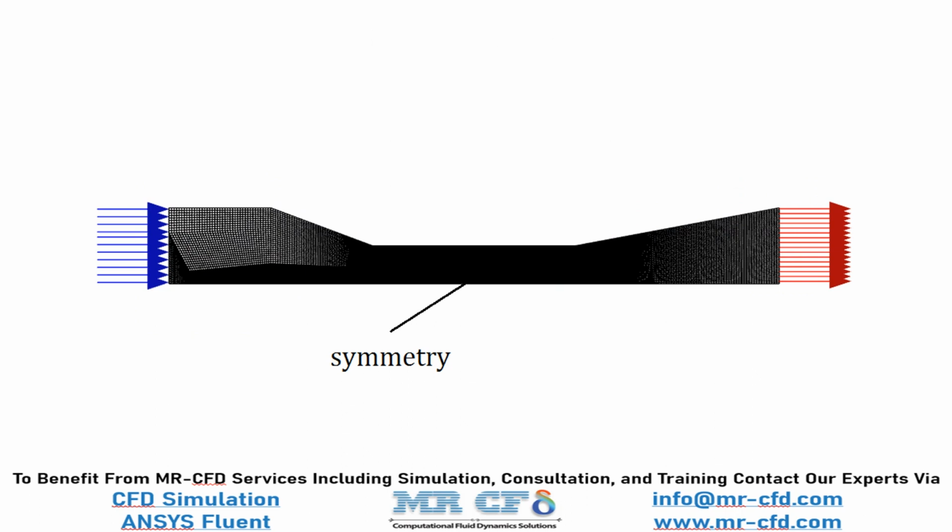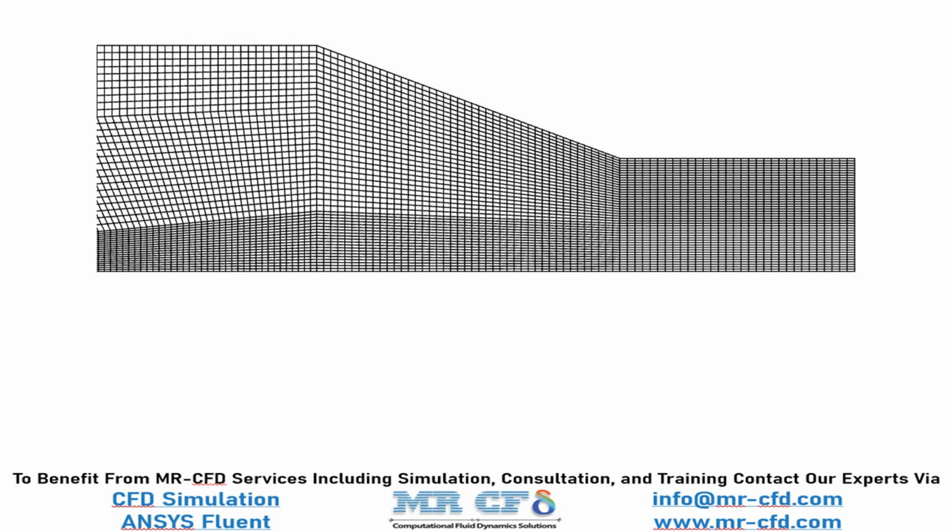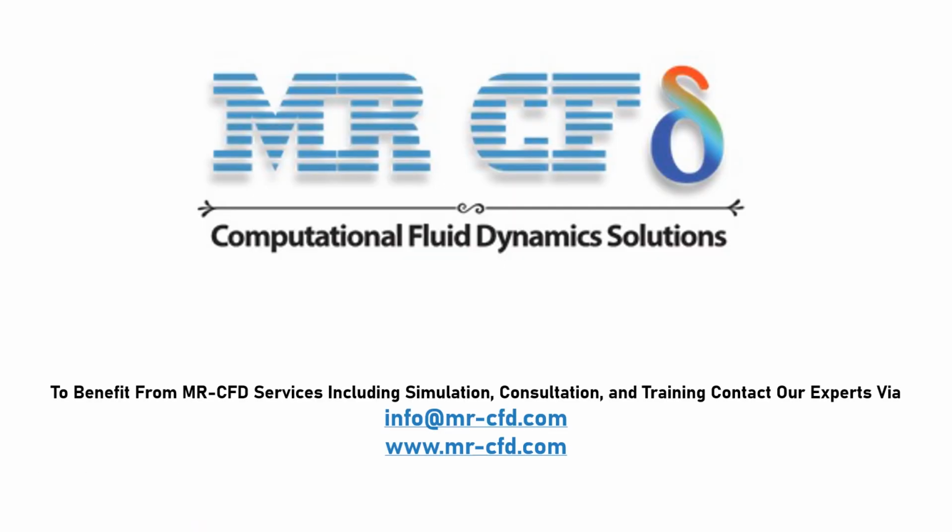The geometry of this model is designed in Gambit software. The geometry of this model is also meshed in Gambit software, and the mesh type used for this geometry is structured. The element number is equal to 11,808.